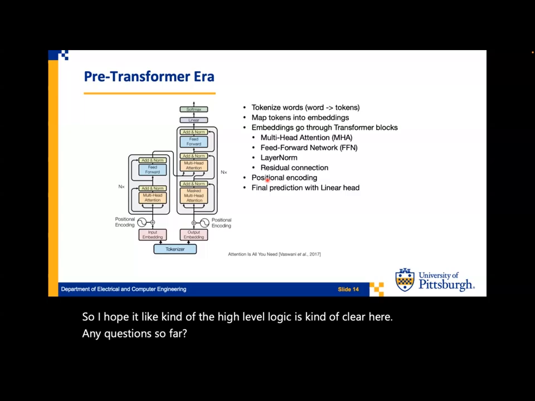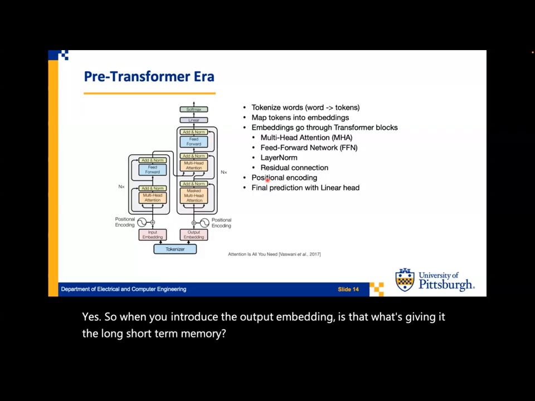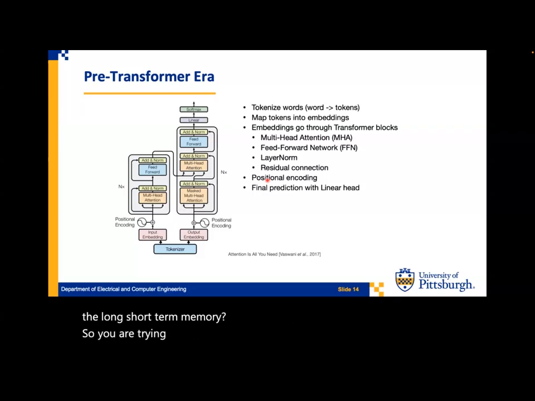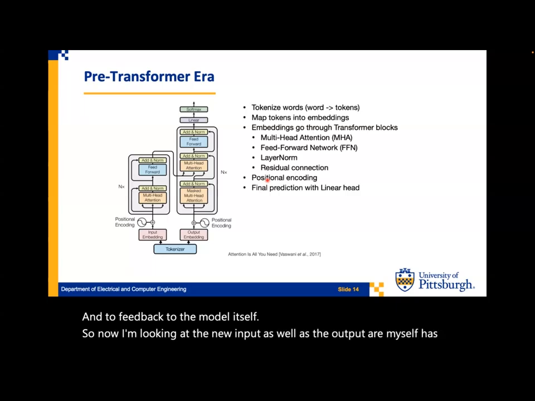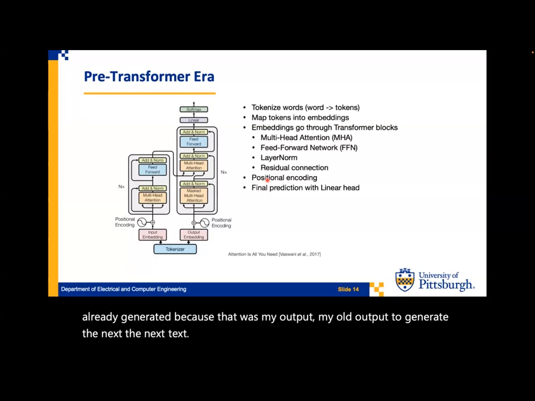So when you introduce the output embedding, is that what's giving it the long short-term memory, essentially? You are trying to use the text you already generated and feed it back to the model itself. So now I'm looking at the new input as well as the output I myself have already generated, because that was my old output, to generate the next text. Make sense? Okay.